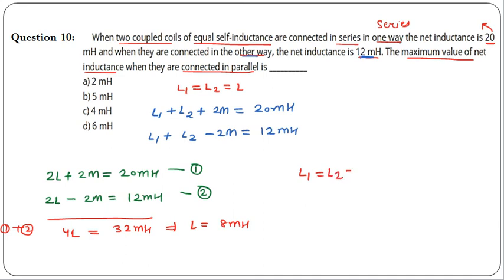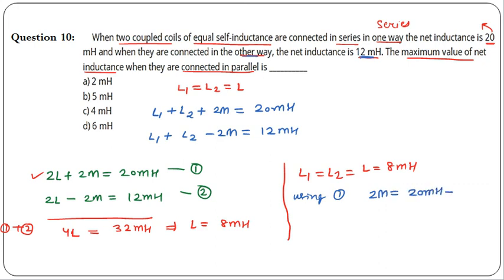It means L1 is equal to L2, which is equal to L, and this is equal to 8 millihenry. Now we can calculate the value of mutual inductance. You can use any equation. Suppose we use equation 1. From here we are getting 2M value equal to 20 millihenry minus 2 into L. L value is 8 millihenry, so this will be equal to 20 minus 16, that is 4 millihenry.